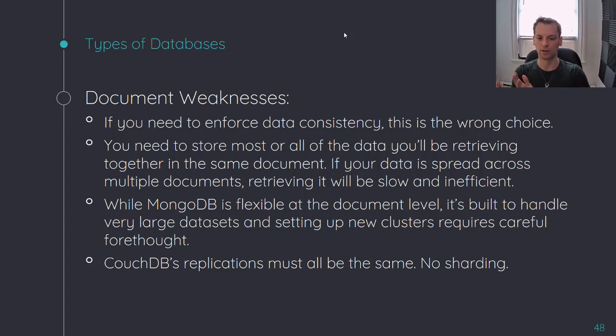While Mongo is flexible at the document level, it's built to handle very large data sets, so you need to be very careful when you are setting up new clusters and your overall structure of the entire system. For Couch's sake, the replications must all be the same. There can be no sharding in a CouchDB database.